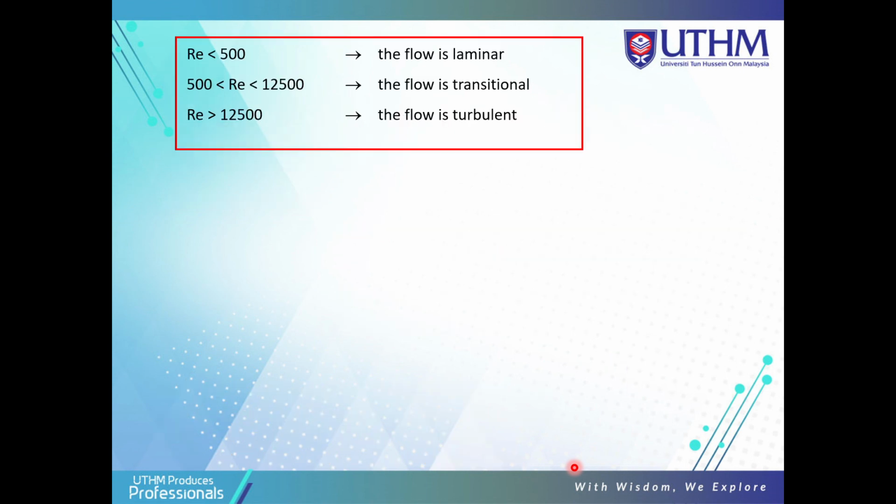Using the Reynolds number, if the Reynolds number is less than 500, the flow is laminar. If the Reynolds number is between 500 and 12,500, the flow is transitional, and more than 12,500, the flow is turbulent.